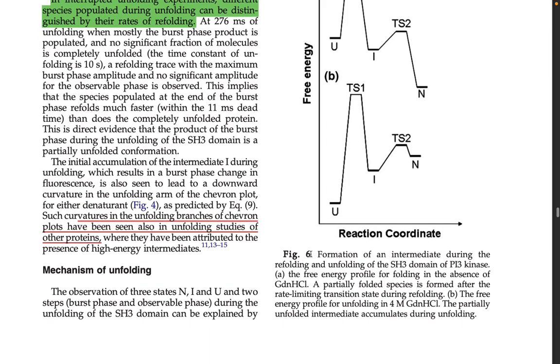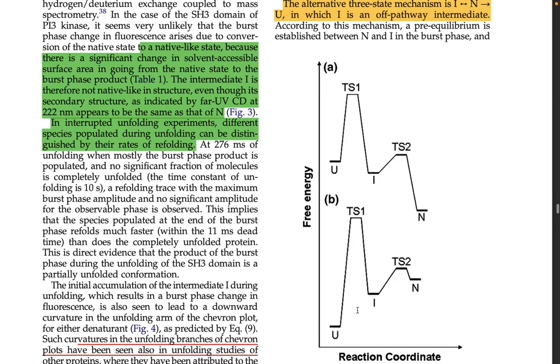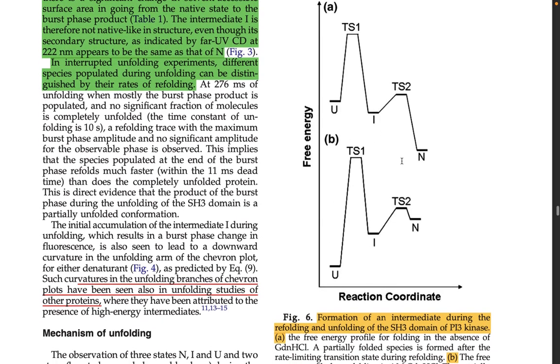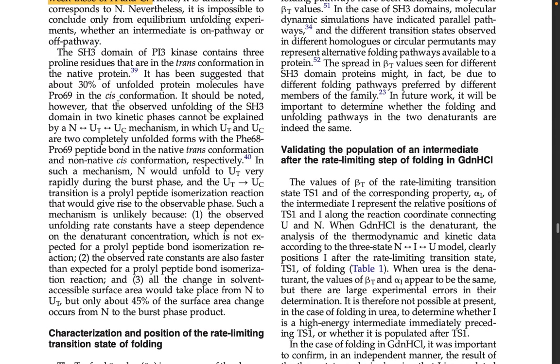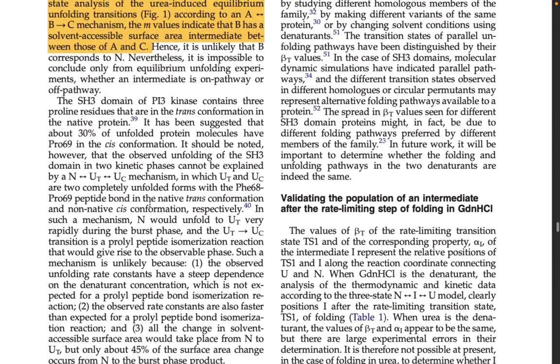Formation of an intermediate during the refolding and unfolding of SS3 domain of PI3 kinase. A is the free energy profile in the absence of guanidinium hydrochloride. A partially folded species is formed, and B is the free energy profile for unfolding in 4 molar. So, that is why in 4 molar guanidinium hydrochloride U is more stabilized. The SS3 domain of PI3 kinase contains 3 proline residues also.